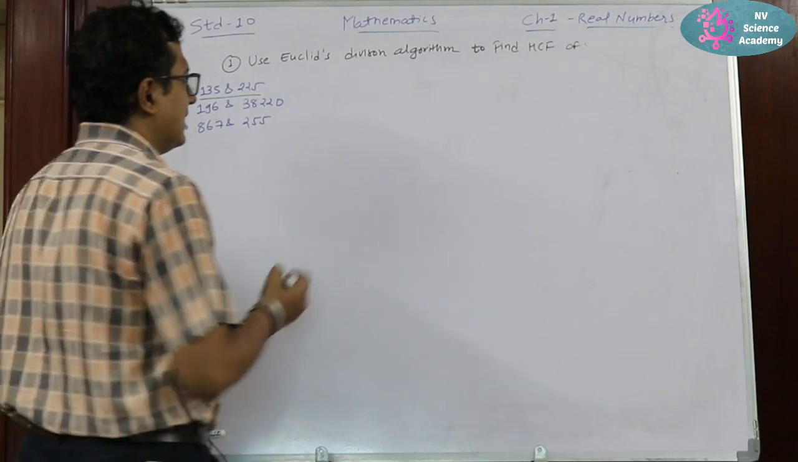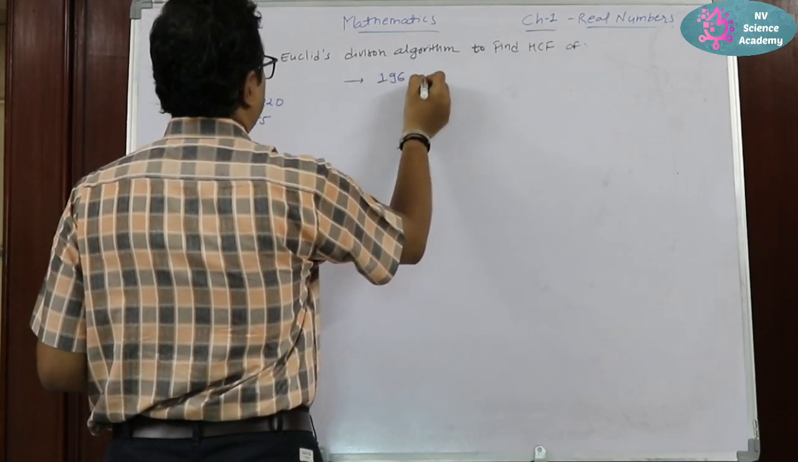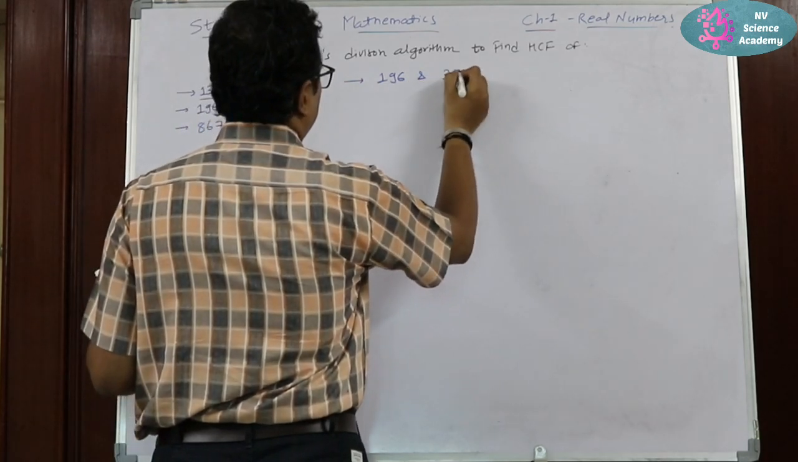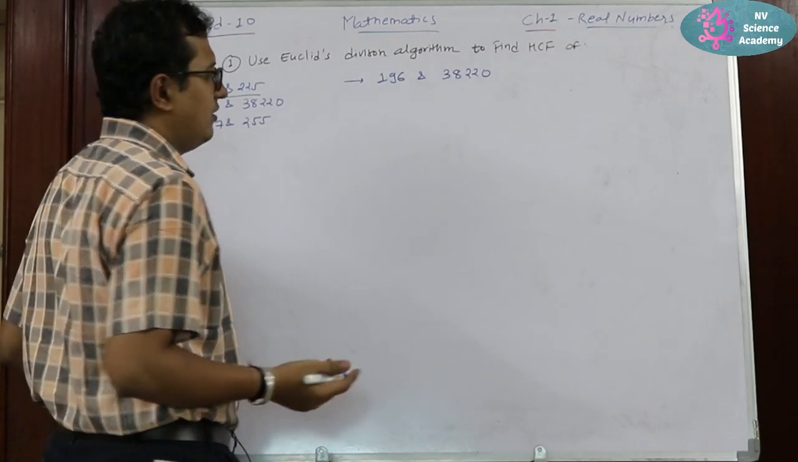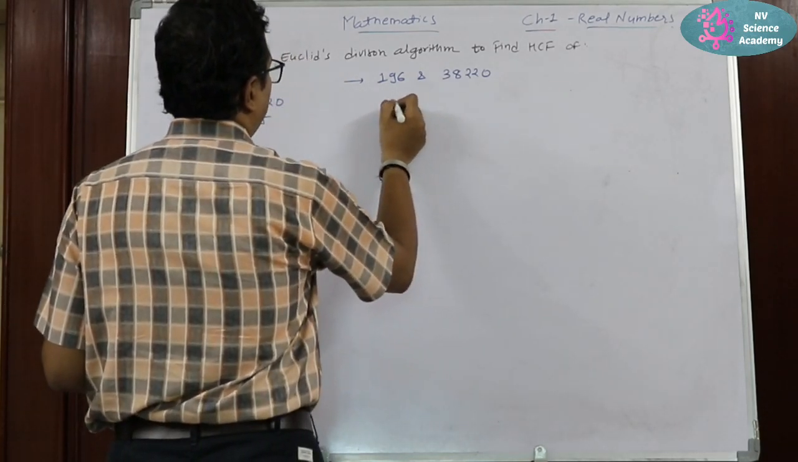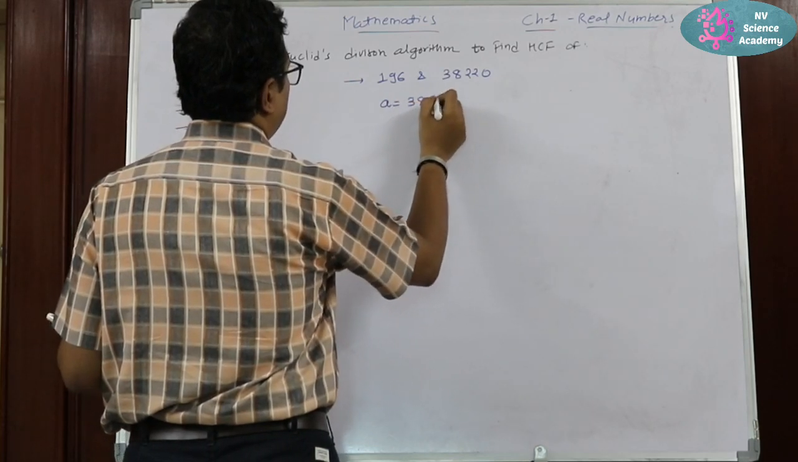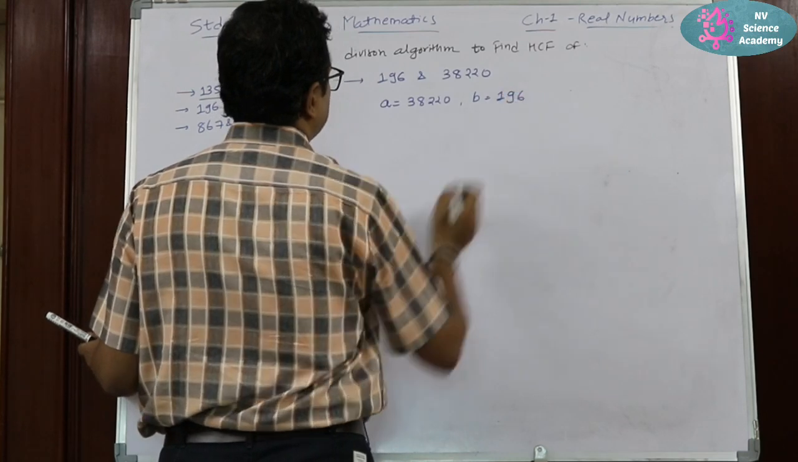Now let us see the second sum. It is 196 and 38220. So again we have to find out the value of A and B. We know A is greater than B. So here the value of A is 38220 and the value of B is 196.